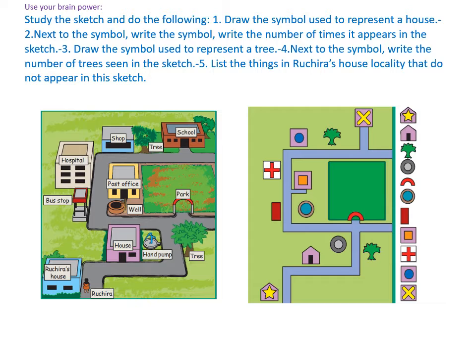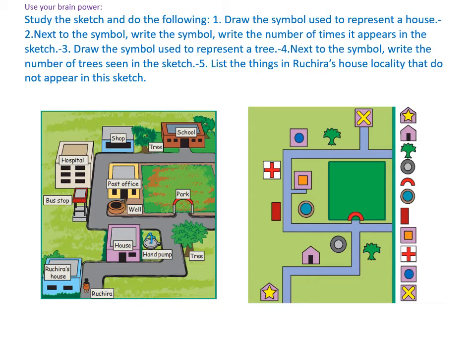Students, let us read the sketch shown on the slide. Draw the symbol used to represent a house. If you want to represent a house from this sketch, you have to draw the picture of a house. Next to the symbol, write the number of times it appears in the sketch. Now you have drawn a symbol of a house. You have to see how many times this symbol has been repeated in the sketch. So you put a dash and you write the number.